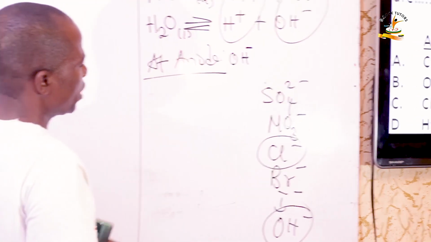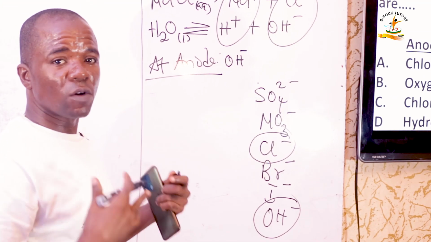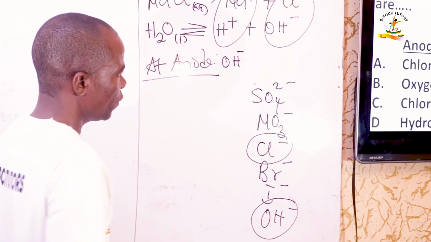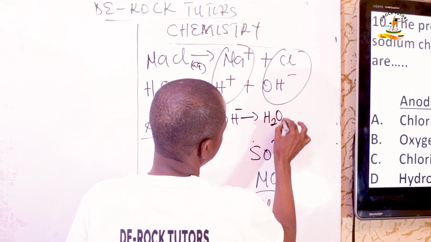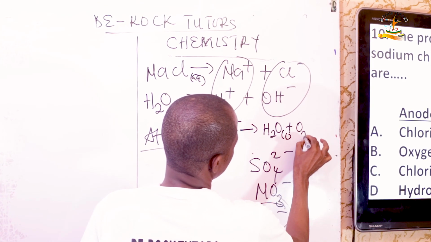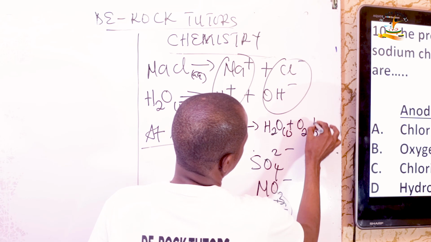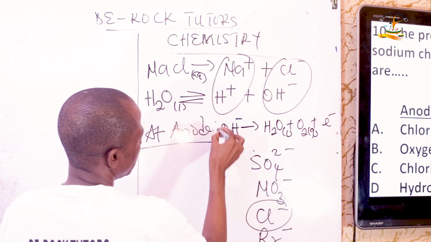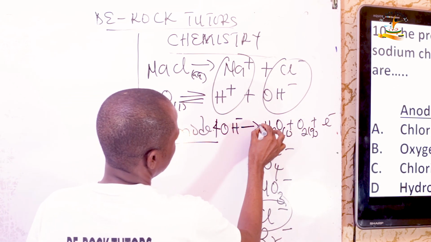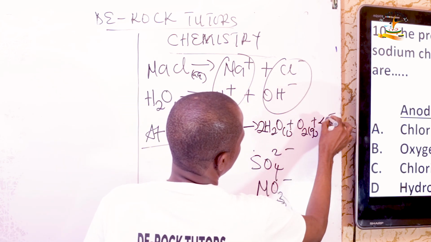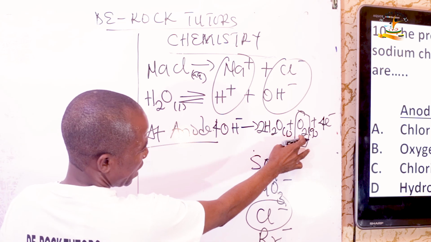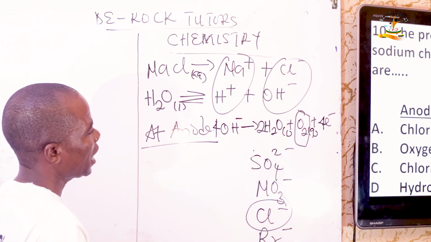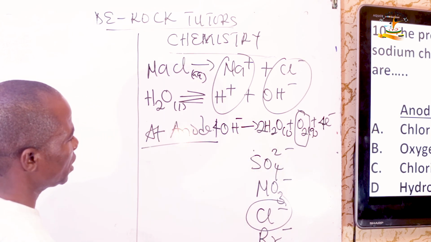Remember, what kind of reaction occurs at the anode? That's oxidation. Oxidation means loss of electron. So this gives us H₂O, gives us oxygen, and then electrons. To balance the equation, 4, 2, and 4 electrons. Now let's take a look at this. Oxygen is liberated at the anode. Now we know what is liberated at the anode.